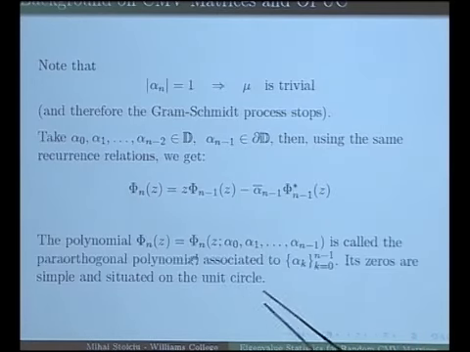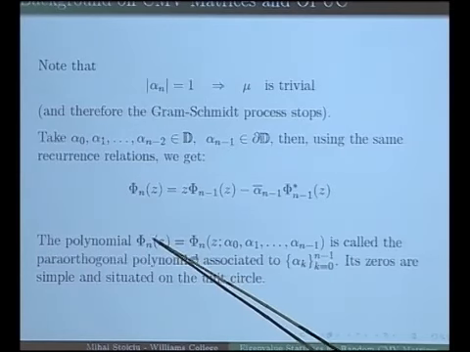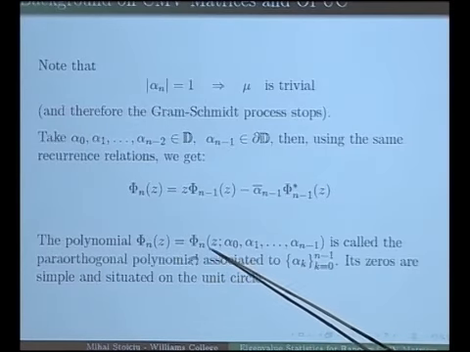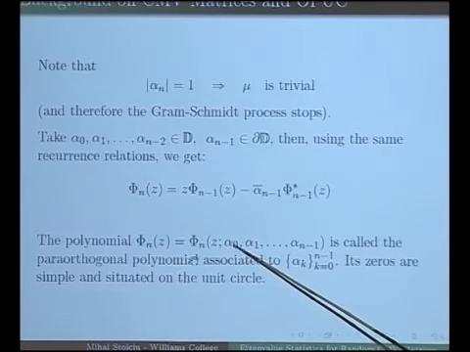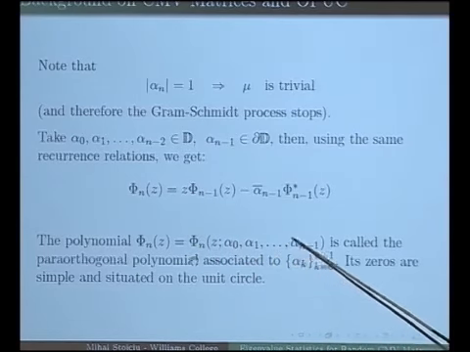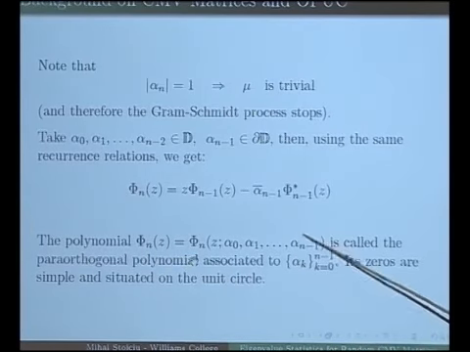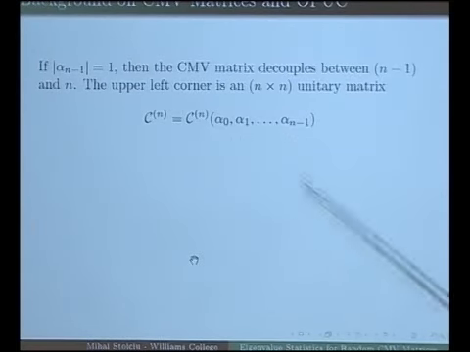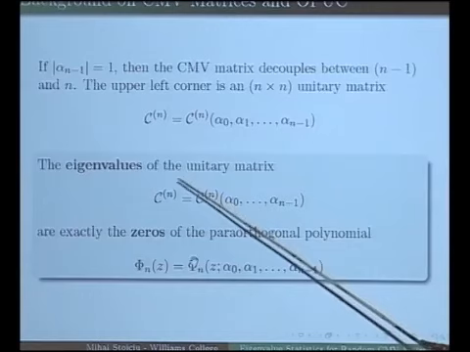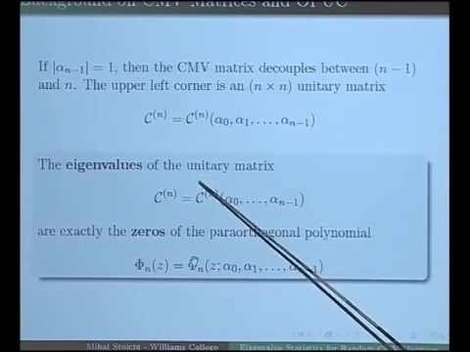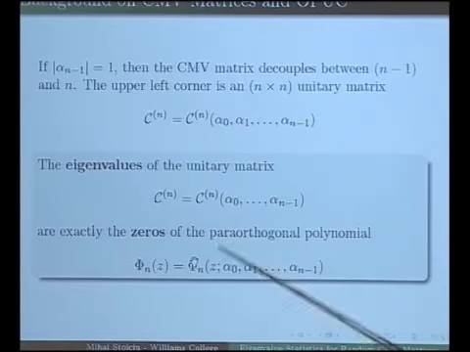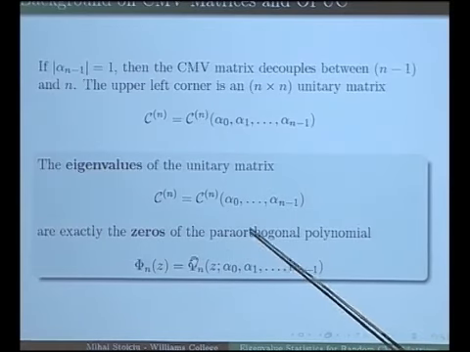Para-orthogonal is a definition used in approximation theory. So basically we can also look at these polynomials where we take alpha n of absolute value 1, and these are not orthogonal polynomials, they are para-orthogonal polynomials, simply because I'm changing the last coefficient.